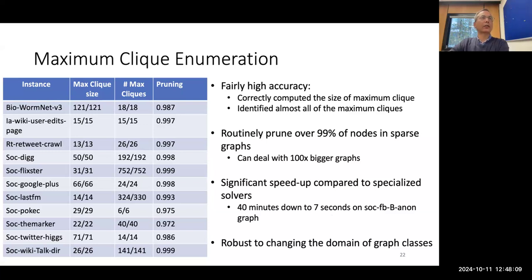And then what we see here is that despite this significant speedup, we are able to obtain fairly high accuracy. In all of these instances, we found the maximum clique of the correct size. And not only that, we actually found most of the maximum cliques in the graph. So you see that almost all of the maximum cliques were preserved in the pruned graphs, and we could find them very fast.